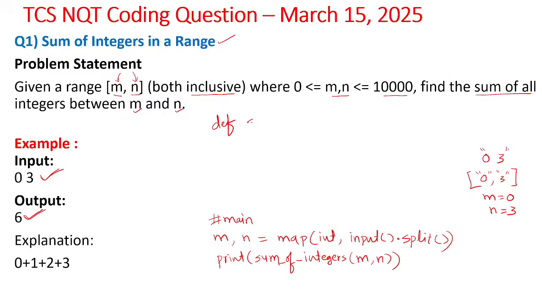Okay, so here we'll define the function called sum of integers, and the two arguments are m and n. The first parameter is m, the second parameter is n. First parameter m, second parameter n. Okay, so what you need to do is just calculate the sum of these.